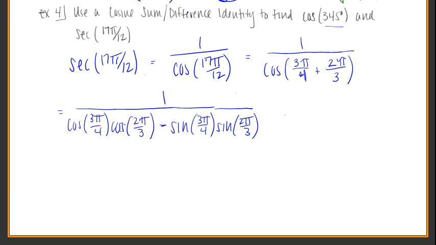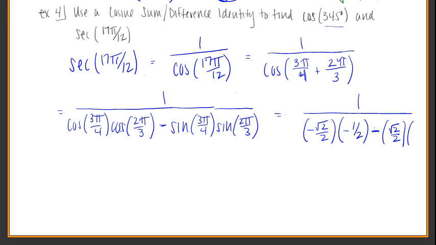Alright, all of that under 1, since we're looking technically for secant. And let's start filling in some information that I know. What is the x value at 3 pi over 4? Well, at 3 pi over 4, we're in quadrant 2, and the x value there is the square root of 2 over 2. The x value at 2 pi over 3 in quadrant 2 is negative 1/2. The y value at 3 pi over 4 is square root of 2 over 2. And the y value at 2 pi over 3 is the square root of 3 over 2.